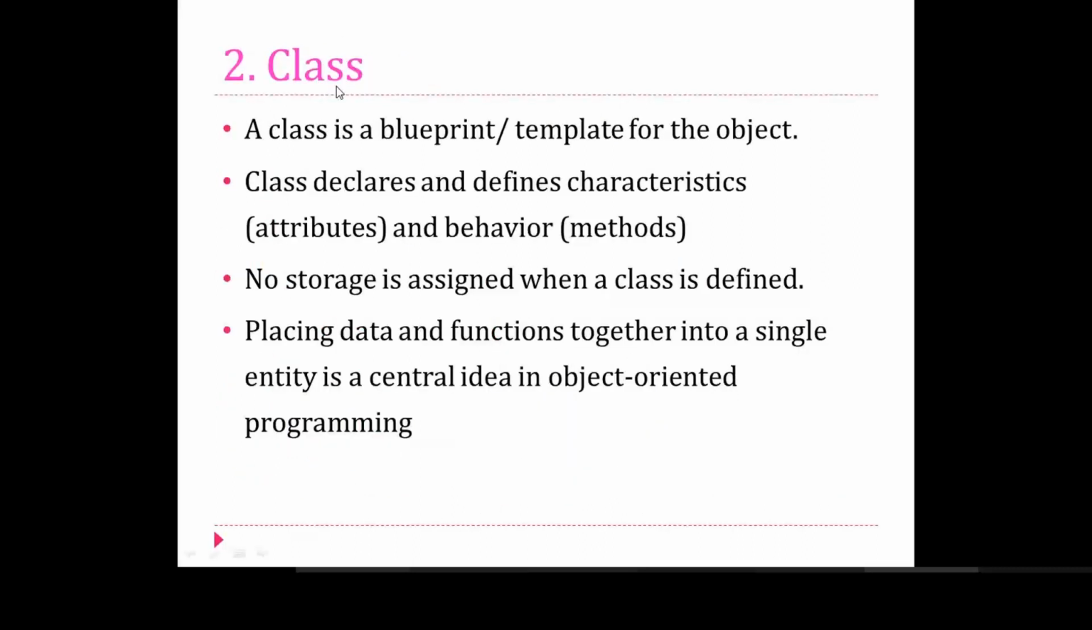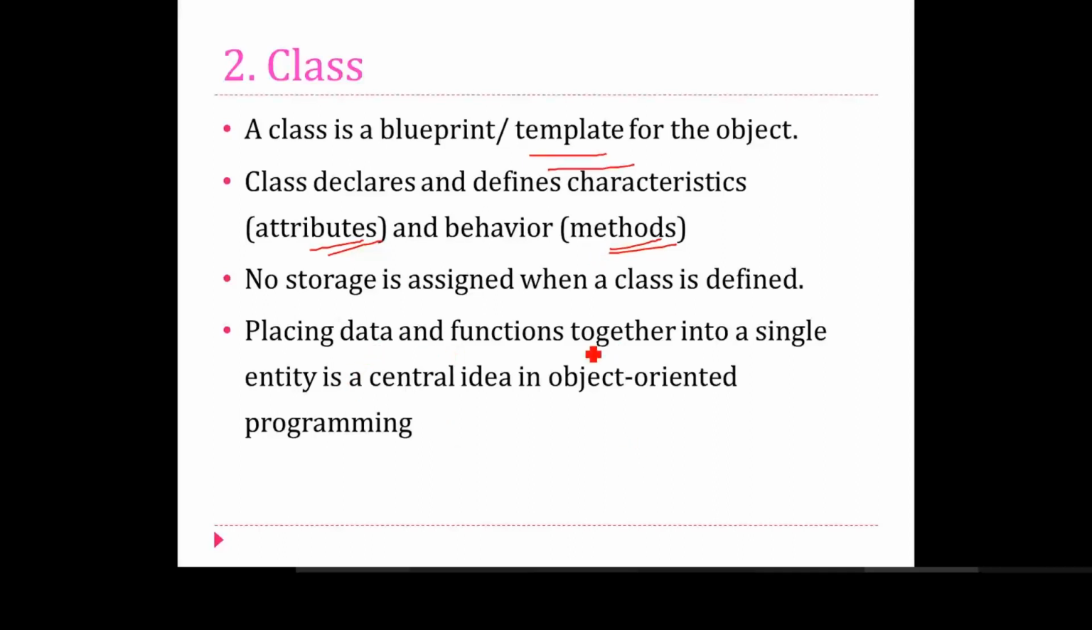Next is the definition of a class. A class is a blueprint or template for an object. A class is used to group a set of objects having common attributes and common methods. Keep in mind, no storage is assigned when the class is defined. Only when you create objects is storage defined based on the attributes and methods. Imagine you have 2 attributes and 4 methods. Memory will be created for those attributes and methods for each and every object.